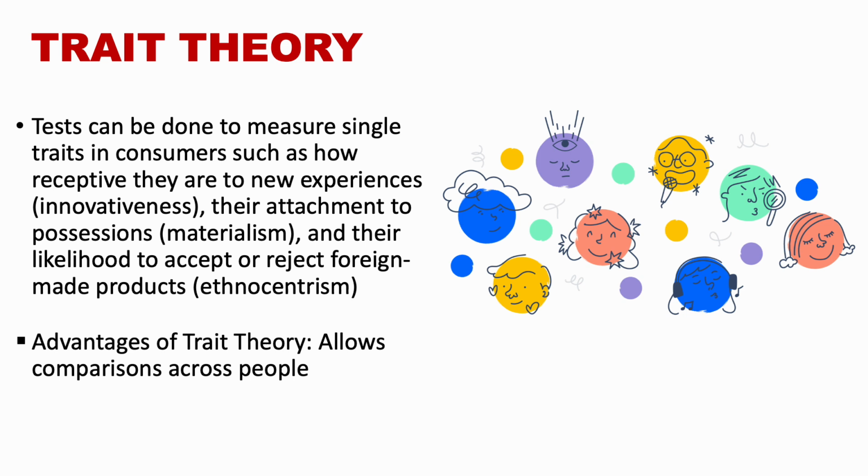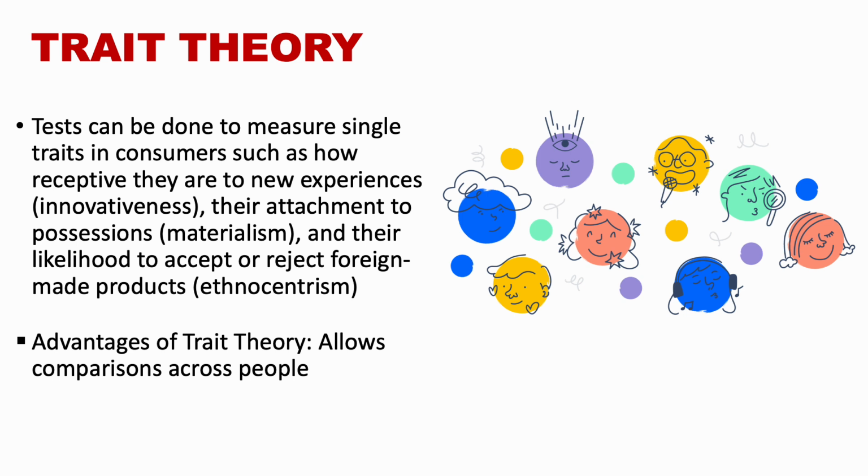So tests can be done to measure single traits in consumers, such as how receptive they are to new experiences. So we can measure someone's innovativeness, right? And people can be high or low or even moderate on innovativeness. Their attachment, consumers' attachment to possessions. So we can measure consumers' materialism. And their likelihood, or consumers' likelihood, to accept or reject foreign made products, which is referred to as ethnocentrism. And again, we can measure these things, and we'll talk about that further in the lecture.